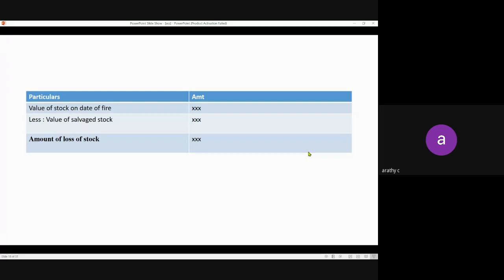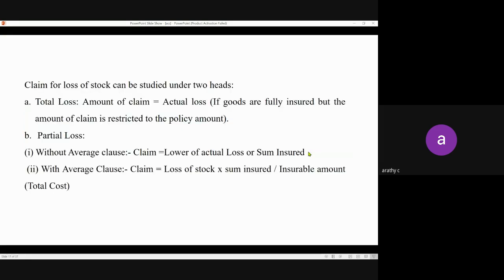This is the formula for calculating the loss of stock. First, you write the value of stock on date of fire, that is closing stock, then less value of salvaged stock. Then you will get the amount of loss of stock. This loss of stock should be applied in the average clause: loss of stock amount into sum insured divided by insurable amount. Then you will get the average clause, that is the proportionate amount given to the business organization as insurance claim.